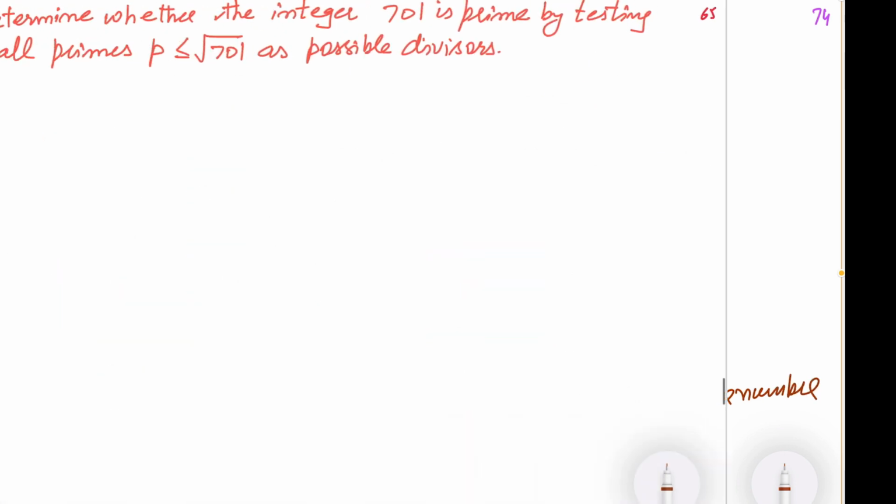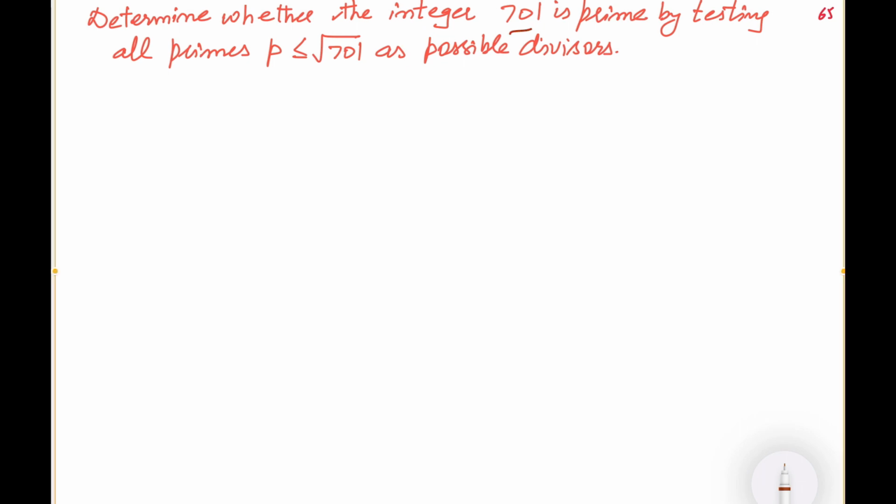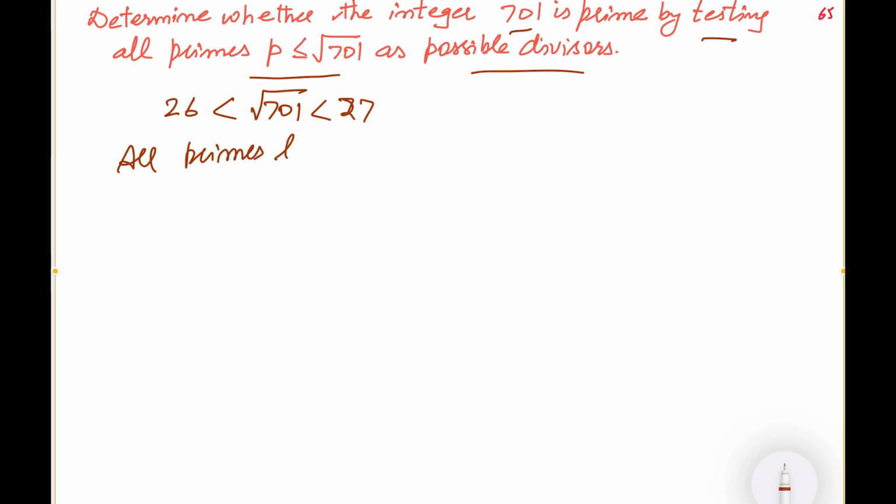Determine whether the given integer 701 is prime by testing all primes p as possible divisors. So first we find the square root of 701, which clearly lies between 26 and 27. So let's write all primes less than 26. They are 2, 3, 5, 7, 11, 13, 17, 19, 23.